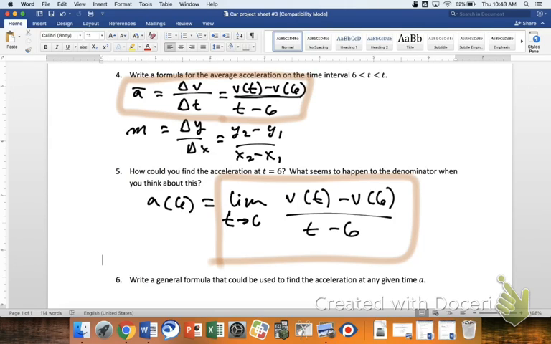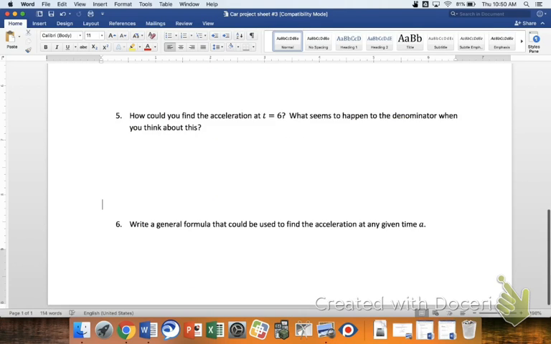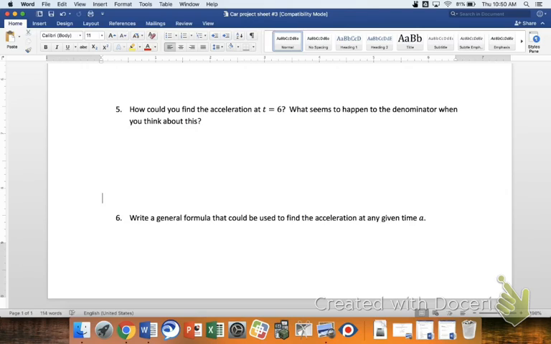So number 6 is really similar. Based on the good work you guys did with 5, I don't think 6 is going to be too much of a leap. It says write a general formula that could be used to find acceleration at any time a. Any suggestions there? So it's going to be a difference quotient. Specifically, what would that look like? I agree. F of x minus h. Oh, what does F mean for velocity, though, or acceleration? Yes. We're talking about velocities and accelerations. I have no idea what F of x means. I definitely don't. Say again?